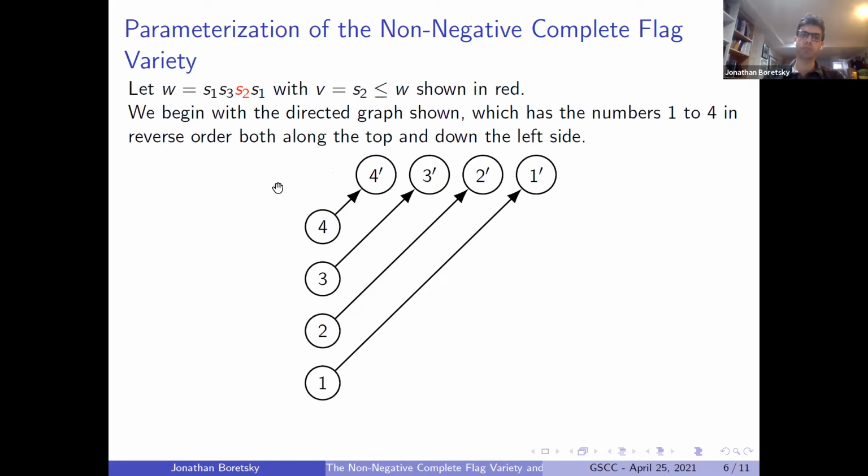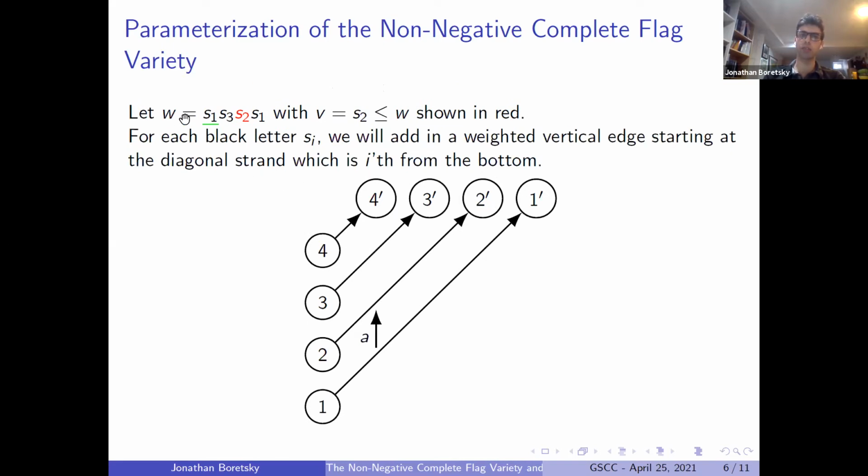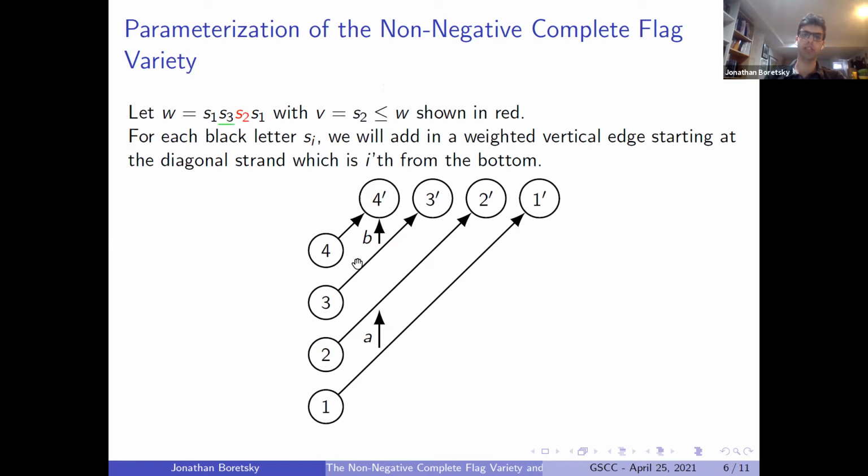But here's what we do. We start with this directed graph. We have the numbers 1 through 4 up the left side and the numbers 1' through 4' across the top. And then we go through the word w, and for each black letter s_i, we add in a weighted vertical edge from the ith strand from the bottom. So we start with an s1, and we add in a vertical edge from strand 1 to strand 2 from the bottom. The next letter is s3, so we do the same thing. We add a weighted edge from the third strand up to the fourth strand from the bottom.